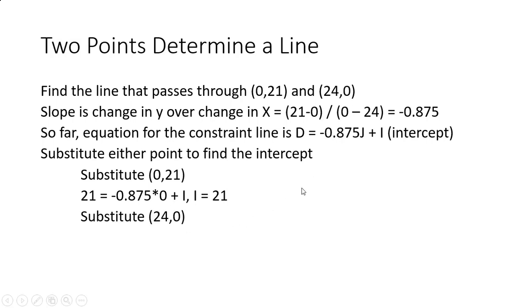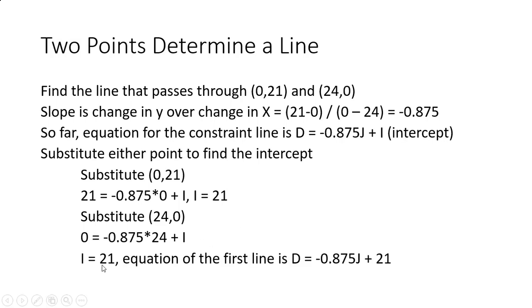Now let's say instead we substituted 24, 0, we get 0 equals negative 0.875 times 24 plus I, so I is still going to equal 21. Therefore, our equation of our first constraint line is D equals negative 0.875J plus 21.